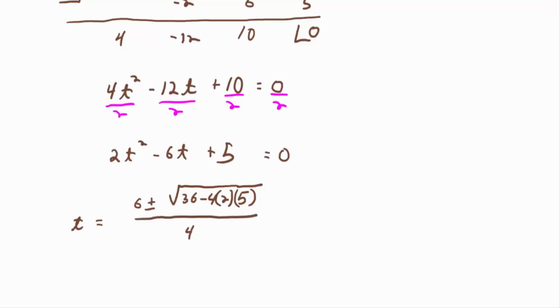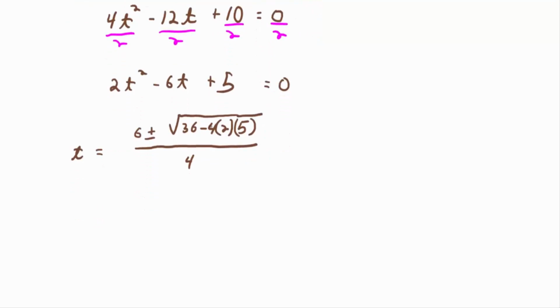There you go. So 4. All right, so that's supposed to be a 4 right there. It doesn't look like it. So if we do that multiplication, what do we end up subtracting from 36? 40. So that's going to be what underneath the radical? Negative 4. Okay. So we get 6 plus or minus the square root of negative 4 over 4.